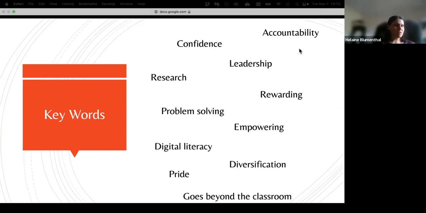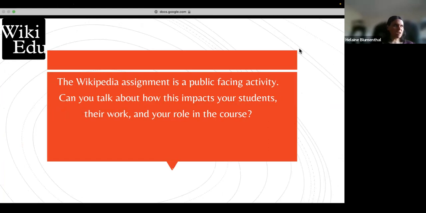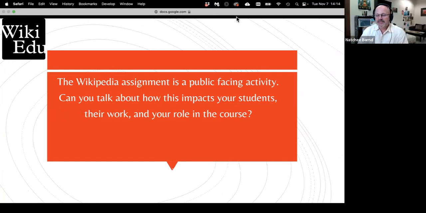So the Wikipedia assignment is inherently a public-facing endeavor. And so I'm wondering if you could talk a little bit about how that aspect of the project affects your students, their work, and maybe even your role in the course. Yeah, a lot of this tracks along with what Kate just said. But I will also start with another point on this that maybe we are jumping past because it's public facing and because it's Wikipedia and because it's known. I should also say that it scares the shit out of the students first thing.